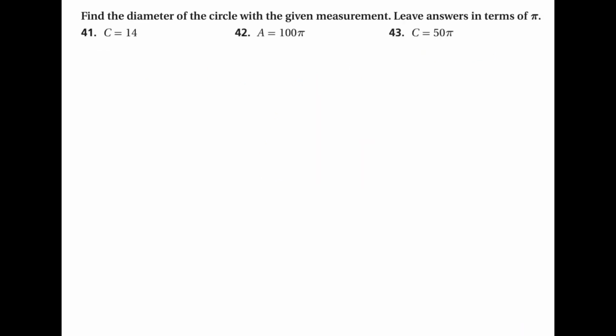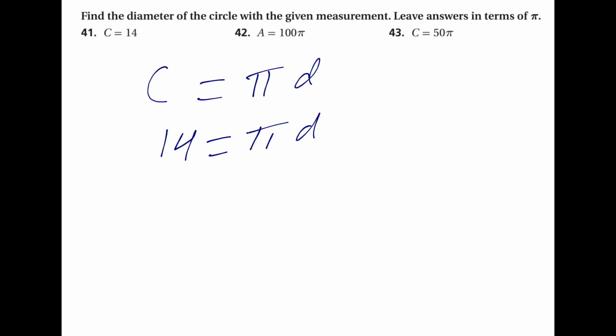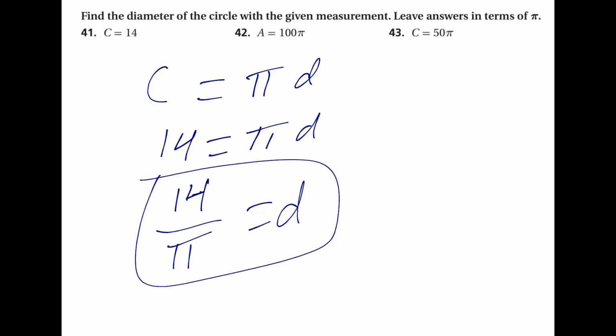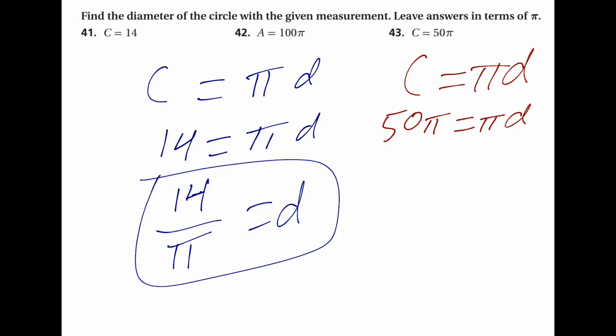So for 41, if our circumference is 14, I can plug that into the equation that the circumference is equal to pi times the diameter. So if 14 is equal to pi d, I know that 14 divided by pi is equal to my diameter. Similarly for 43, if c is equal to pi times diameter, and I can plug in 50 pi, then if I divide both sides by pi, I get that my diameter is 50.